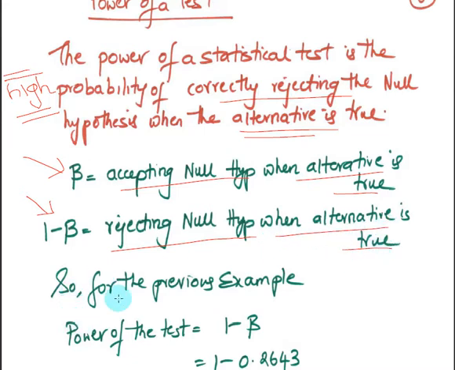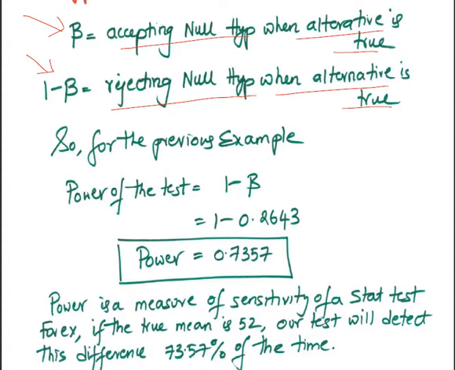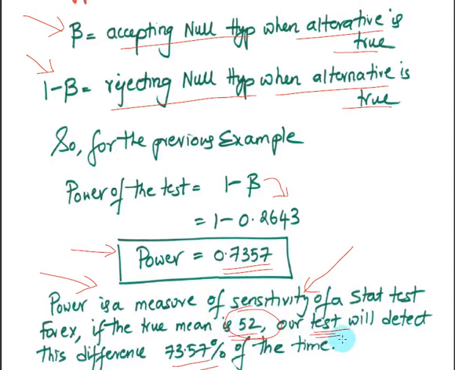So for the foregoing example, the example that we've been looking at throughout this section, your power of test is 1 minus beta, where beta as we computed earlier was 0.2643, so the power of the test in this case is 0.7357. Power, like I've been talking about, is a measure of sensitivity of a statistical test. So if the true mean is 52, our test will detect this difference 73.57% of the time. Let me state that again. If the true mean is 52, the test that we have designed will detect this difference 73.57% of the time. So the higher the power, the better.